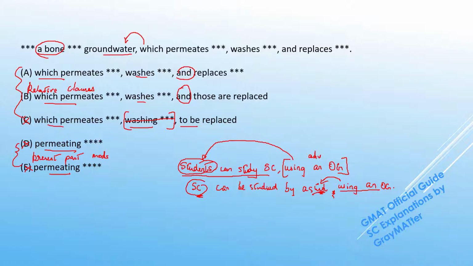Now we're down to A and B, and we can use this "and" as a trigger for parallelism, because we can see in the main construction itself that the verbs permeates, washes, and replaces are all in proper parallel construction. Whereas in B, we have permeates, washes, and those are replaced. So this breaks the parallelism construction. B goes off, leaving us with the right answer choice. The original construction itself is fine.